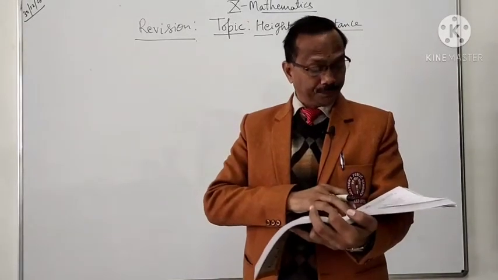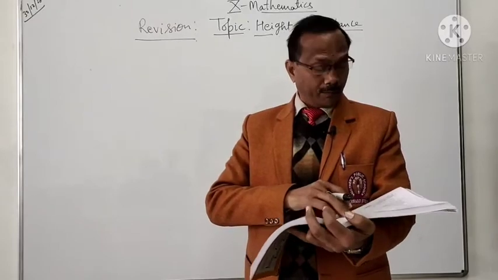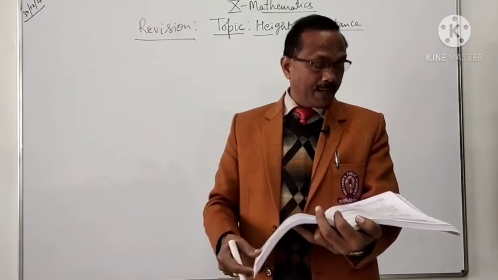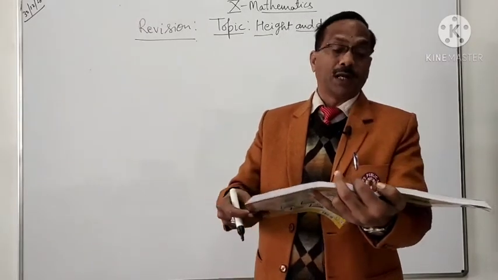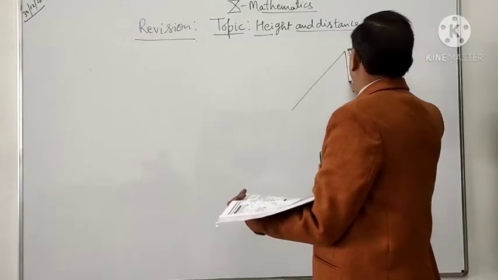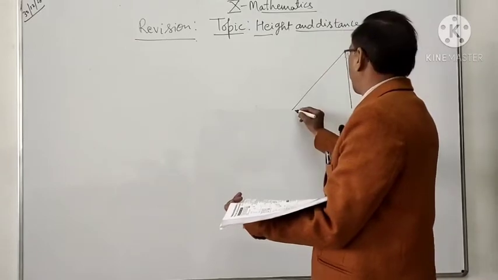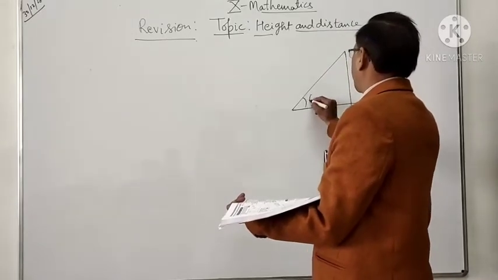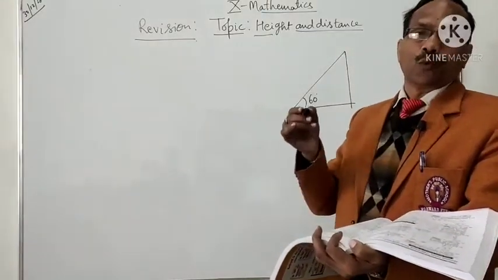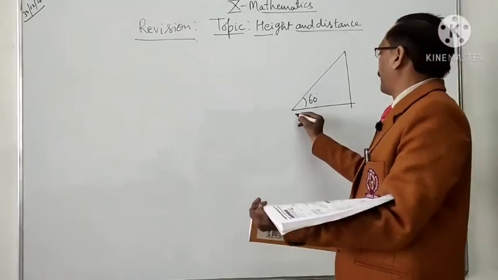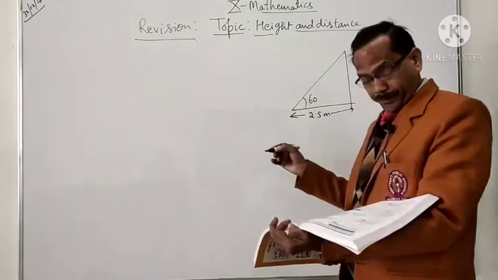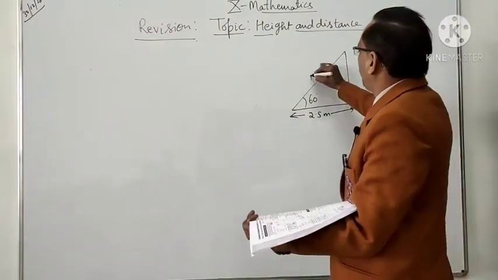Question is, a ladder leaning against a wall makes an angle of 60 degree with the horizontal. There is a ladder leaning with the wall making angle 60 degree with the horizontal. This angle is 60 degree. If the foot of the ladder is 2.5 meter away from the wall, so this distance is 2.5 meter. Find the length of the ladder.